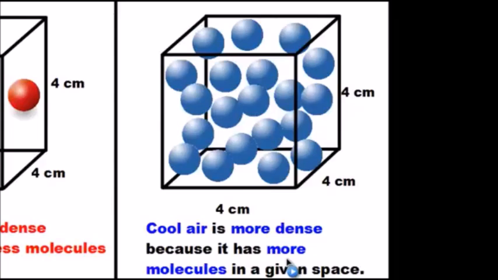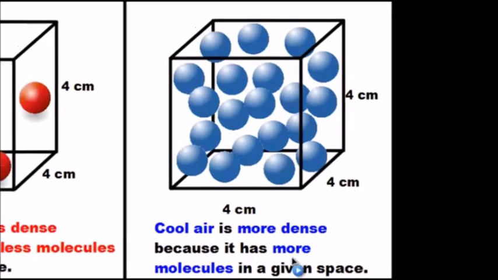Now that's the basics as to why warm air and cool air have different densities, but let's take a look at what actually goes on to make warm air less dense and cool air more dense.